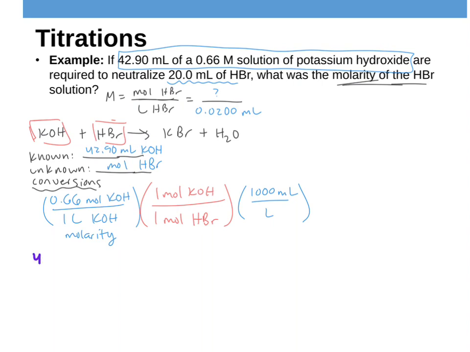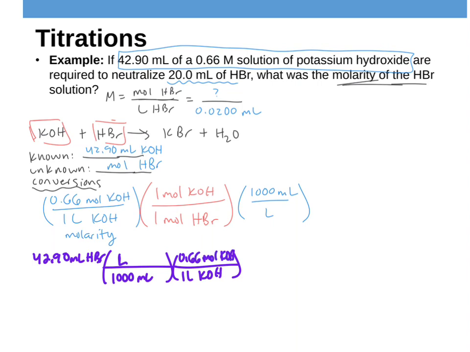So I start off with 42.90 milliliters of HBr solution, but I can convert that into liters because I know there's 1,000 milliliters in a liter. And then once I know how many liters of solution there are, I know that for every 1 liter of KOH solution, there is 0.66 moles of KOH. I also know that for every 1 mole of KOH, there is 1 mole of HBr, because that's what my equation says. And that's as far as I need to go, because I'm looking for moles of HBr.